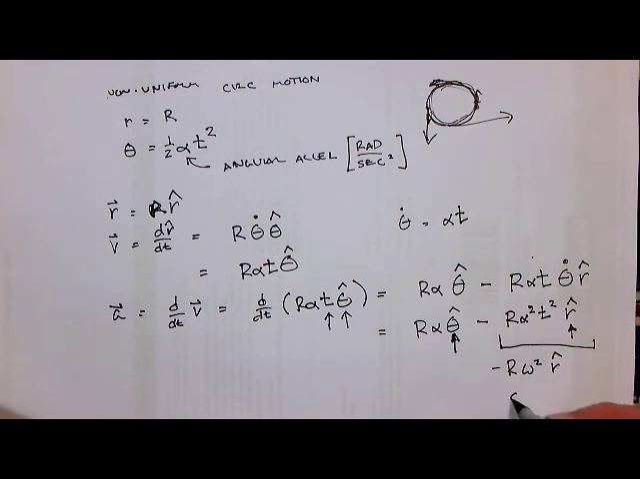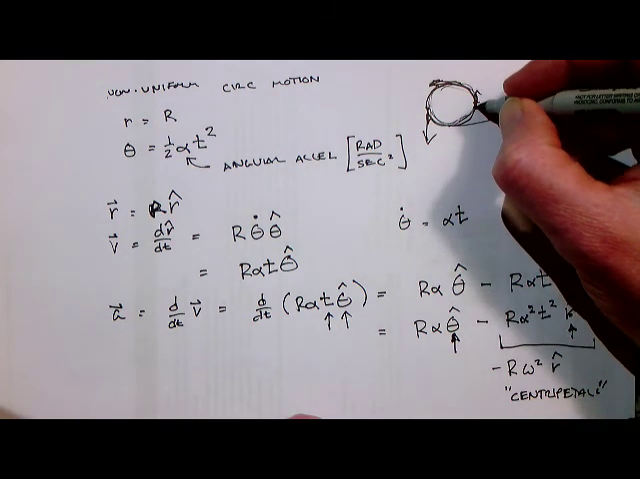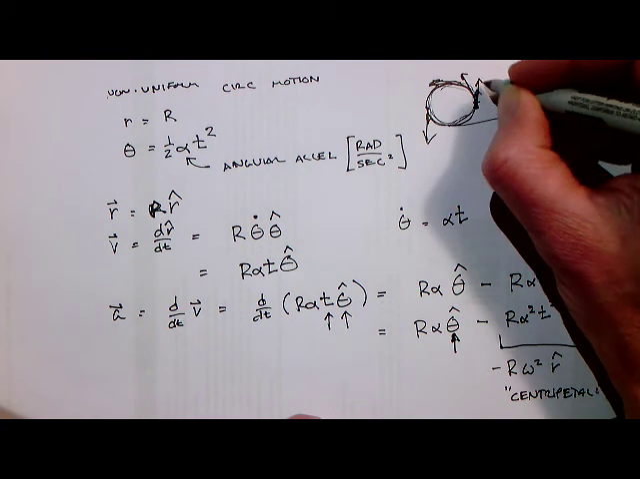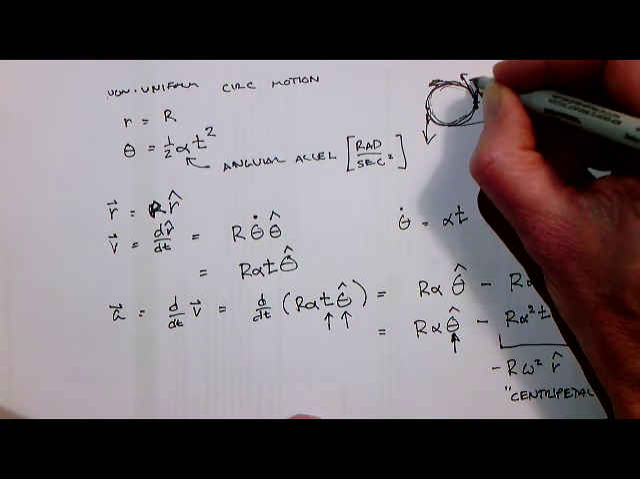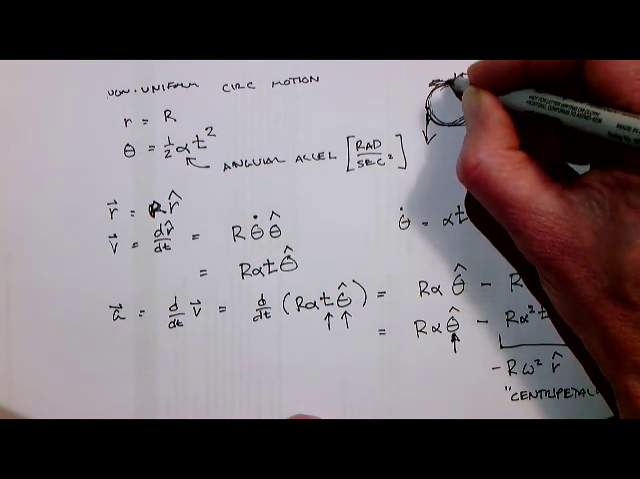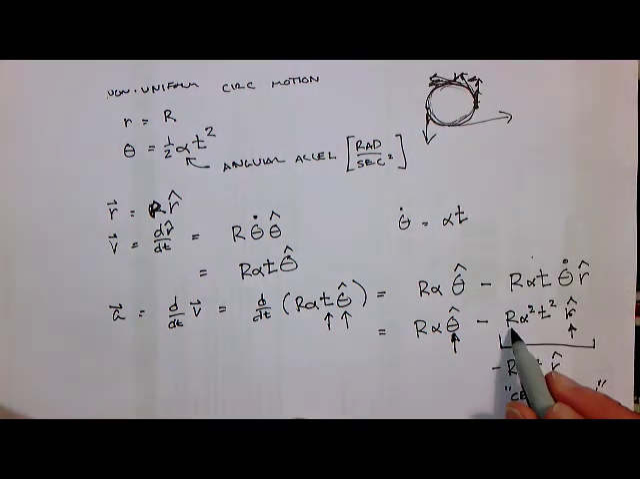This term is what you call the centripetal term. It's centrally directed, going towards the origin, and the size of that acceleration depends on what the current angular velocity is. In other words, as the velocity changes direction, there's this sort of steering term. The turning acceleration is R times omega squared times r hat.